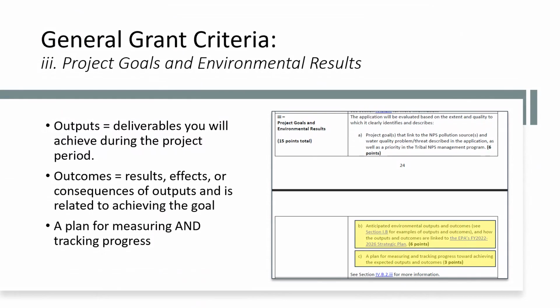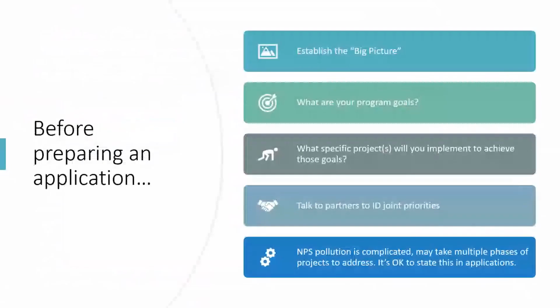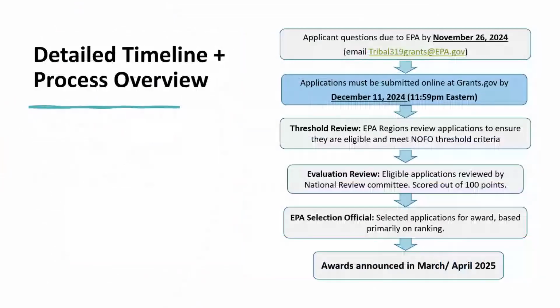So I just wanted to go over the timing again. You said that the awards would be announced in March or April of 2025, but then when does the actual funding come? Does it come right after that, or do we have to wait until the start of the next fiscal year in October? So the start date for your project should not be any sooner than fall of 25.